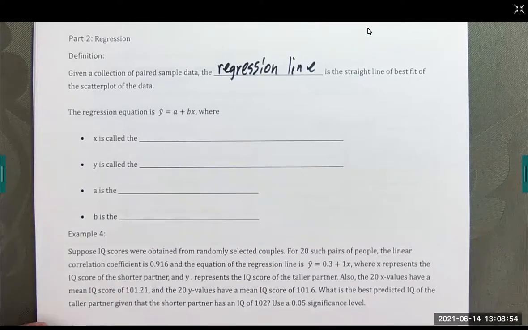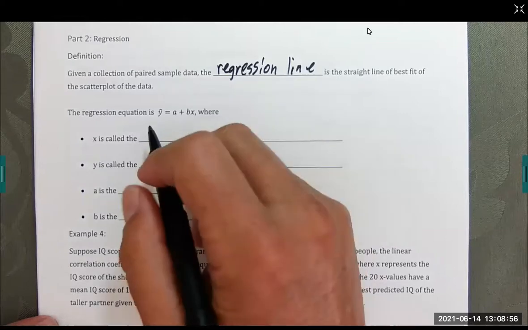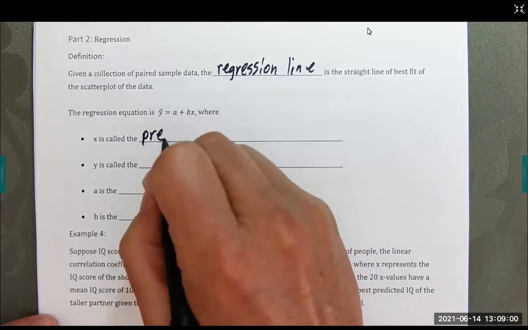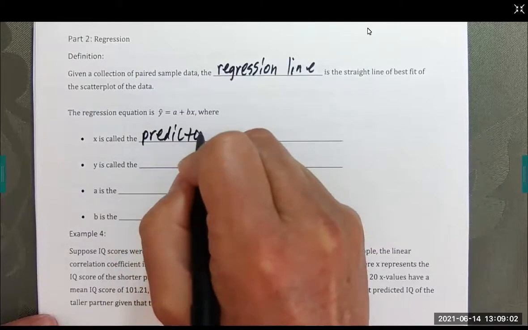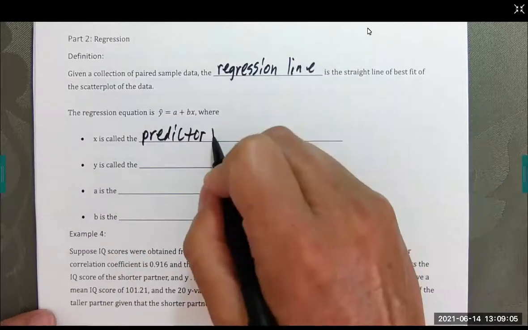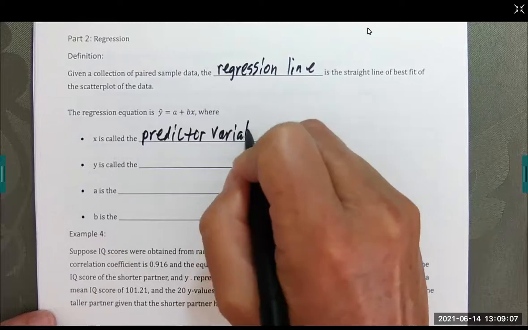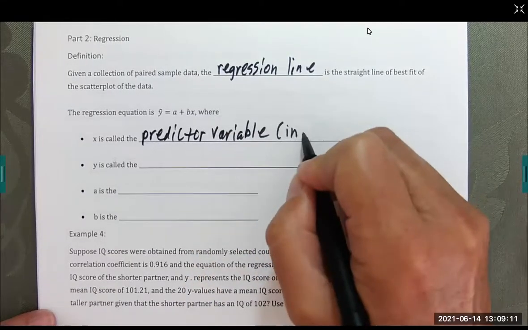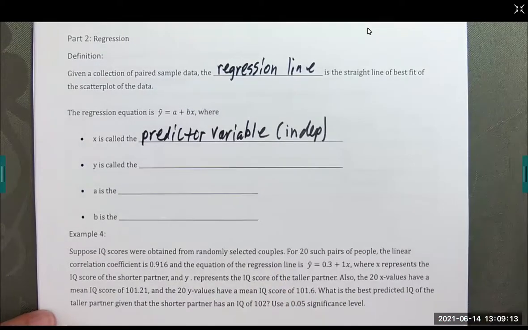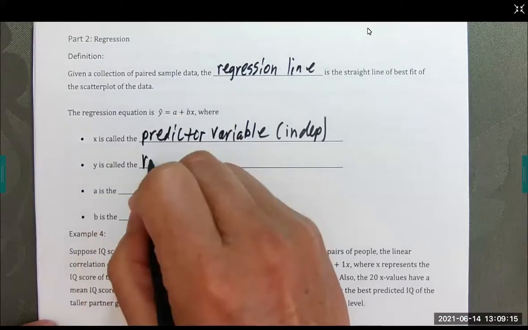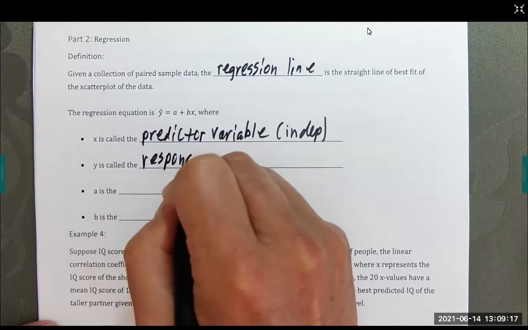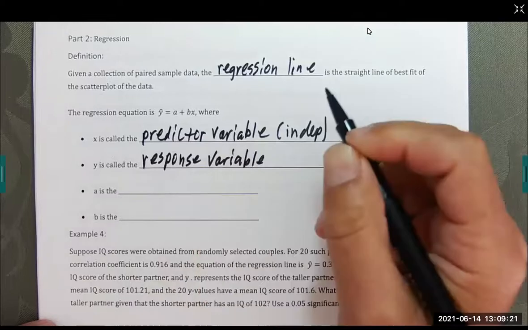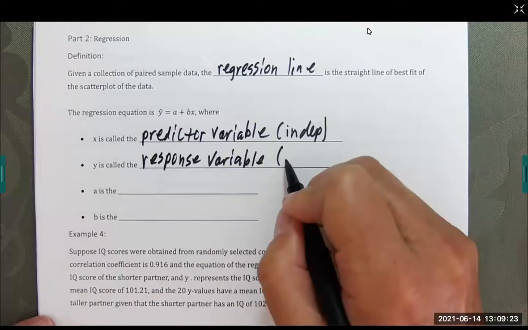However, the X is called the predictor variable, also known as the independent variable. Y is known as the response variable, and making this the dependent variable.